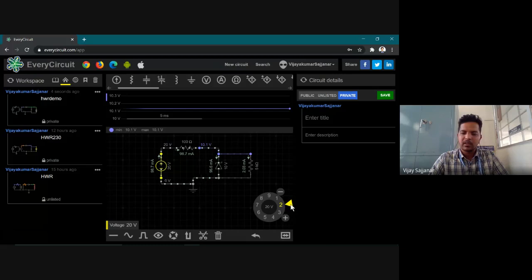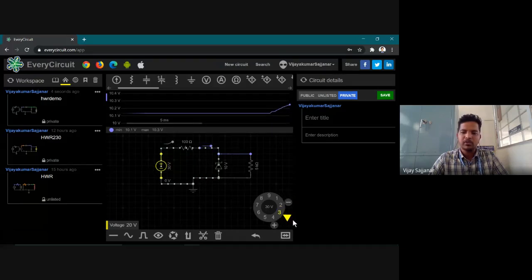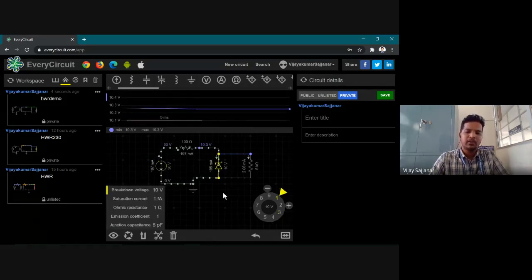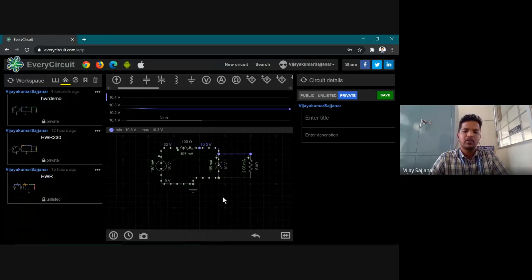Let's test the limits. Let's go to 30 volts. Let's see whether our Zener diode helps. Let's keep a round figure, 30 volts. What is the output? 10.3. Means the diode is trying to keep the voltage constant.